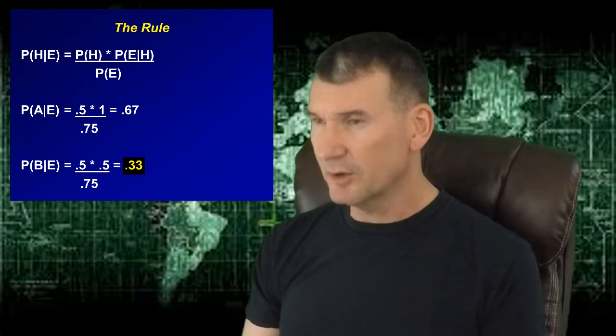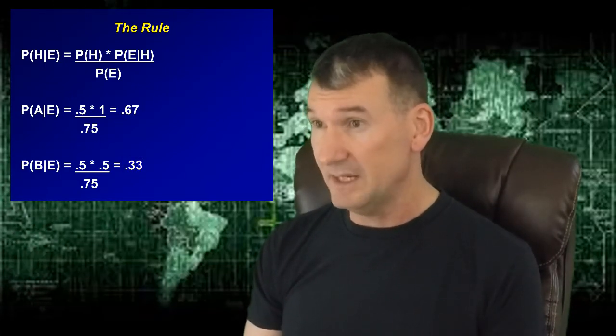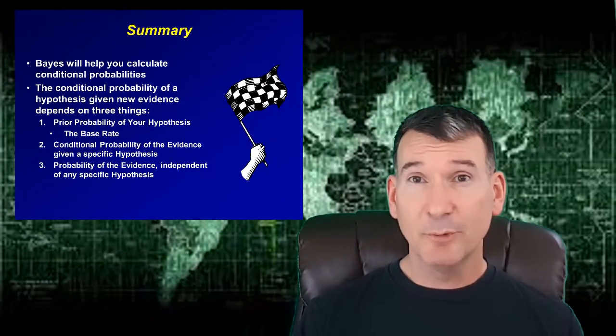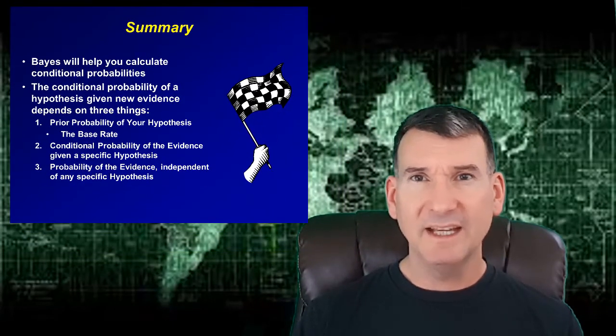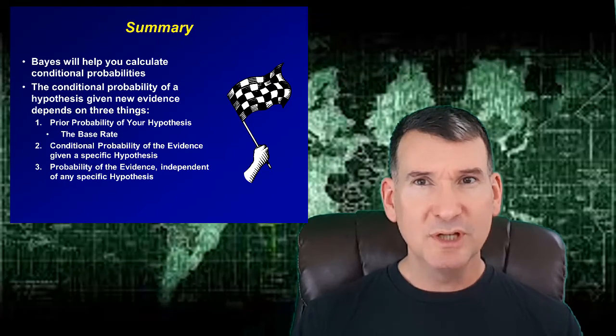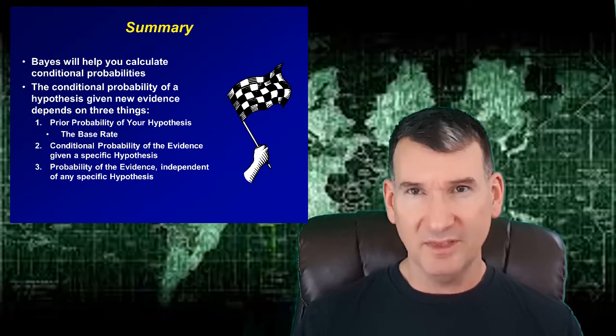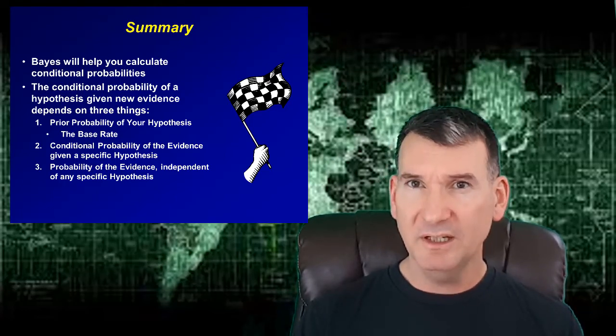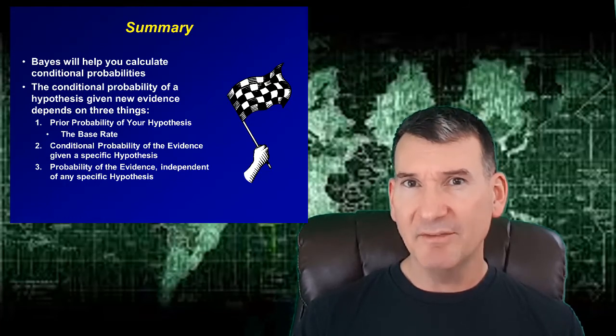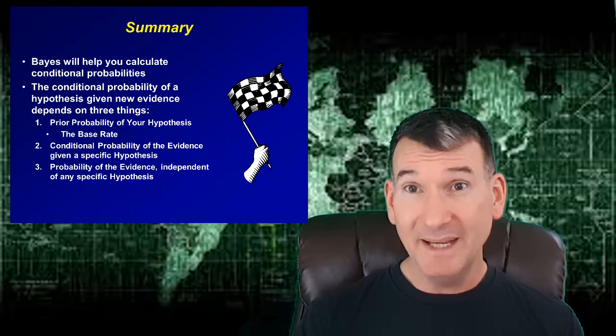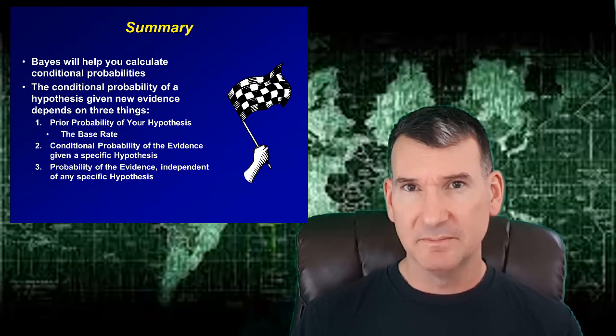These probabilities are based on the simple fact that cup A contains more red marbles than does cup B. In summary, Bayes' rule can help you calculate conditional probabilities. To do so, you must know or estimate 3 things: the prior probability, the conditional probability of the evidence for a specific hypothesis, and the probability of the evidence independent of any hypothesis.